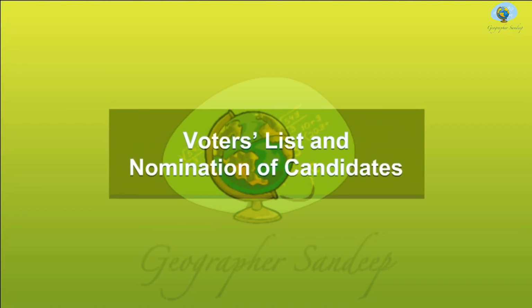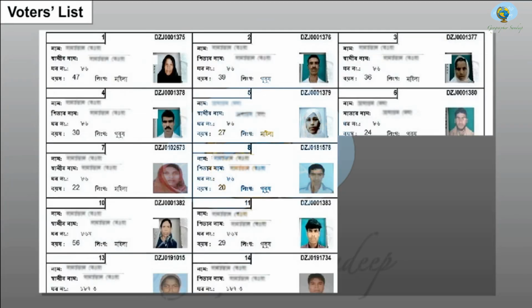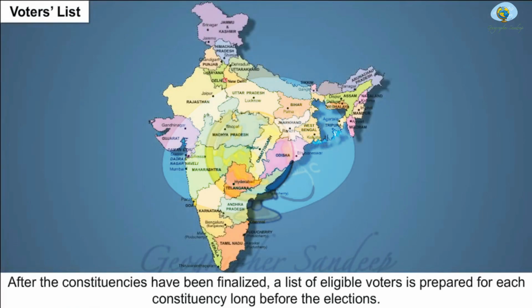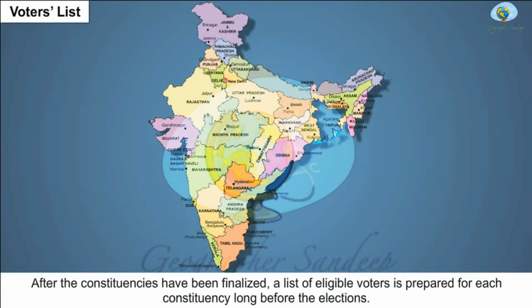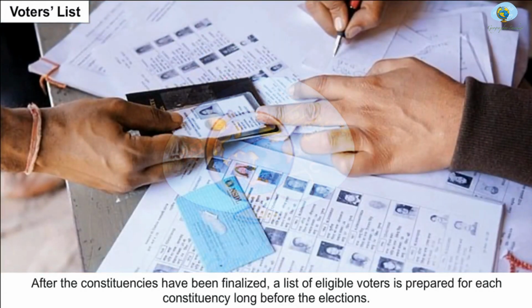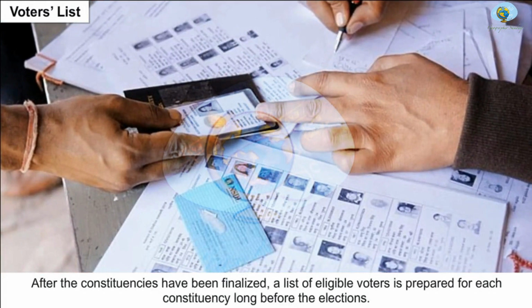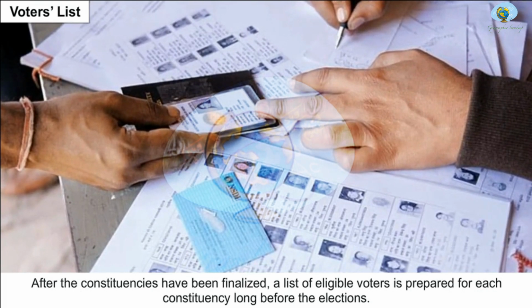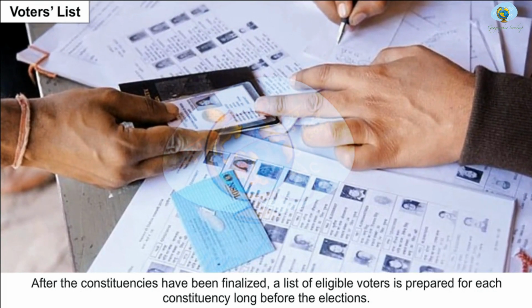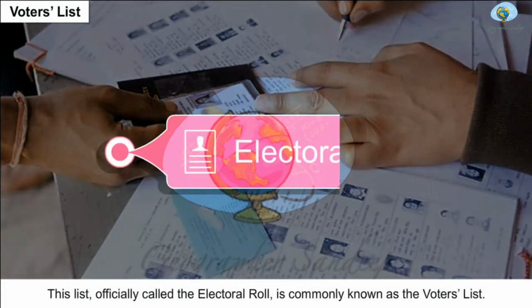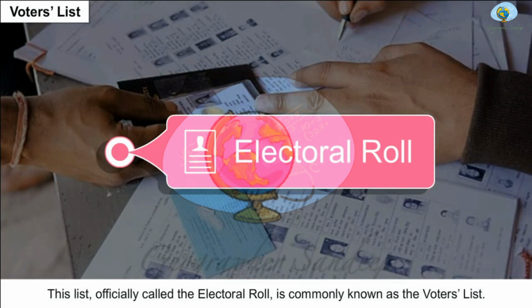Voters list and nomination of candidates. Voters list. After the constituencies have been finalized, a list of eligible voters is prepared for each constituency long before the elections. This list, officially called the Electoral Roll, is commonly known as the Voters List.